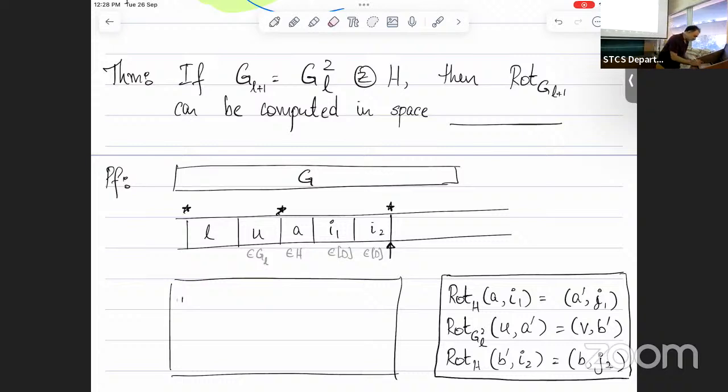So at this point, maybe I copy L here. I compute what should be the length of U. I compute the length of U and I go forward that many steps. Once I've gone forward that many steps, I just erase this and L, and I just put a star at this coordinate.